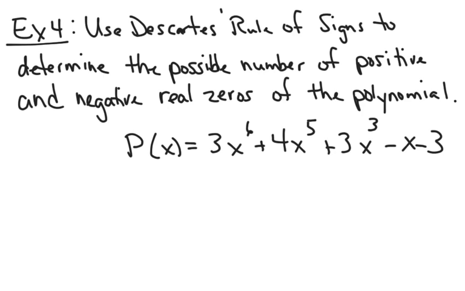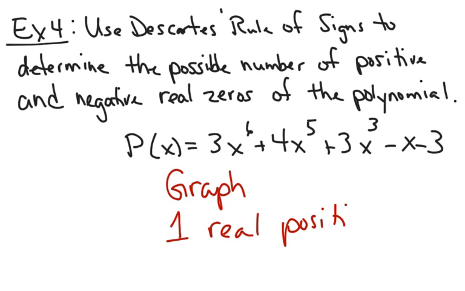If we want to know the number of positive and negative real zeros, you're just going to graph this in the calculator. When you graph it, you'll notice there are 2 zeros. There's 1 real positive 0, and there's 1 real negative 0. All the other zeros are imaginary.